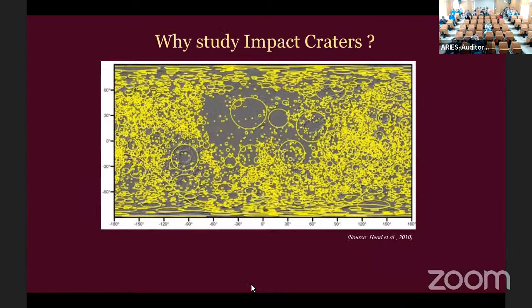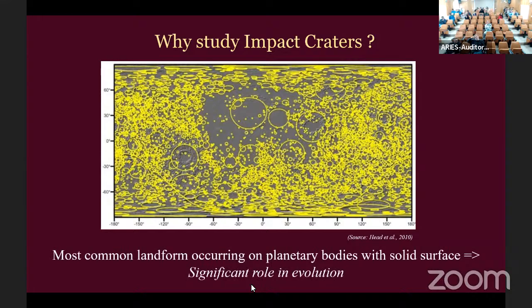Why study impact craters? All these yellow circles, of all different sizes, are the craters about 20 kilometers mapped on the surface of the moon. And you can clearly see that if there is one thing that is basically overwhelmingly there, it is impact craters at all different sizes. Because it's a common landform, it has a significant role to play in the evolution of the planetary body. And so we should study that.